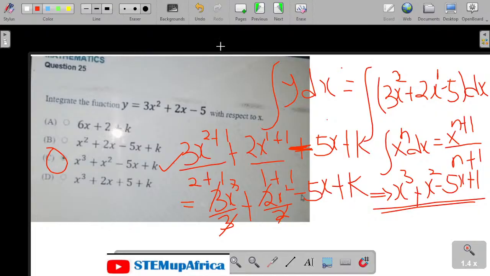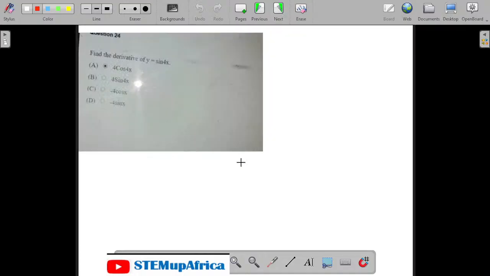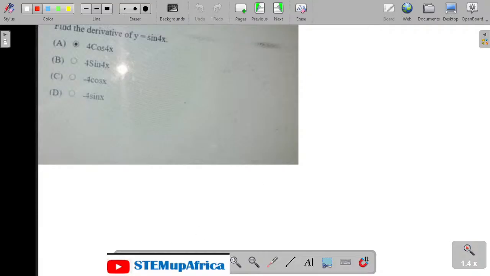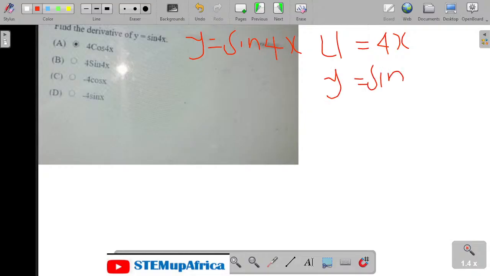Let's make progress to the next. This question says we should find the derivative of sine 4x. Although you can differentiate this one directly, let me simplify it to you in case you see a similar question and why the answer is so. So we have y is equal to sine 4x. This happens to be chain rule, function of a function. When you have a situation like this, you say my u is 4x, while my y is now sine u, because my u represents 4x.